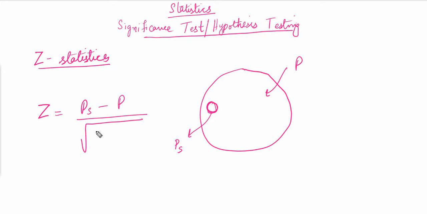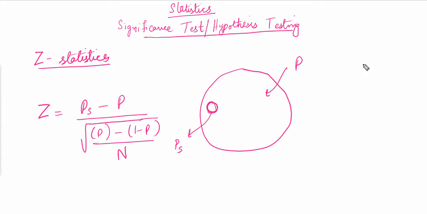divided by the square root of the probability of the population times 1 minus the probability of the population. I'll just write p and p over here, divided by n. N is the total number of people in the sample. So from here we will get a z value.